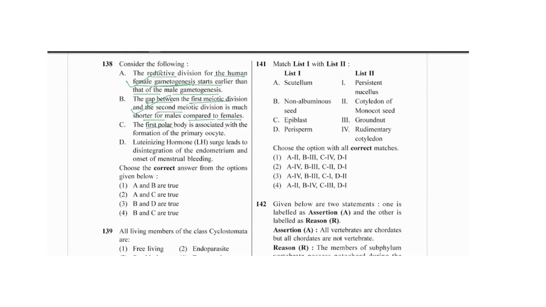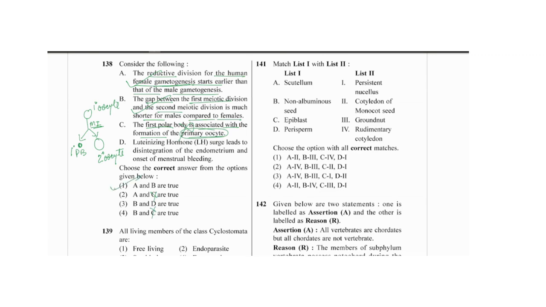And the first polar body is associated with the formation of the primary oocyte. The primary oocyte will undergo two unequal divisions. One will become the first polar body, and the other will become the complete secondary oocyte. This was the primary oocyte, and the primary oocyte was showing the meiosis 1 division. Because of that, one polar body and one complete secondary oocyte were formed. So C should not be there: the first polar body is associated with the secondary oocyte, not the primary oocyte.